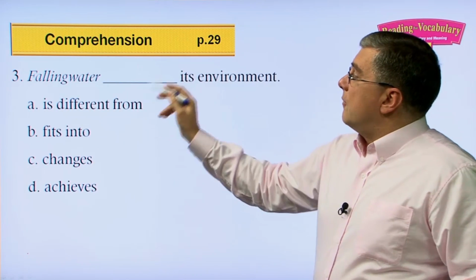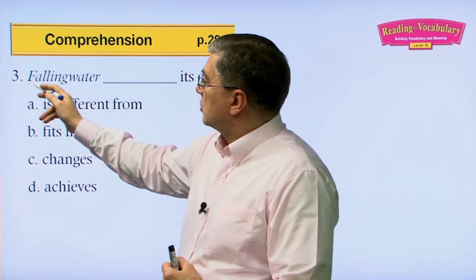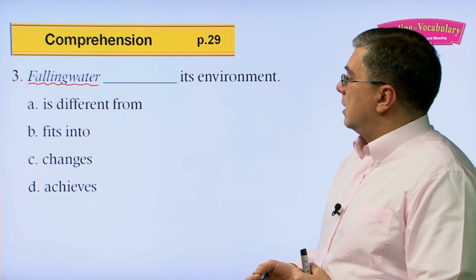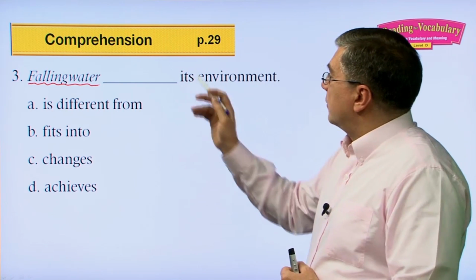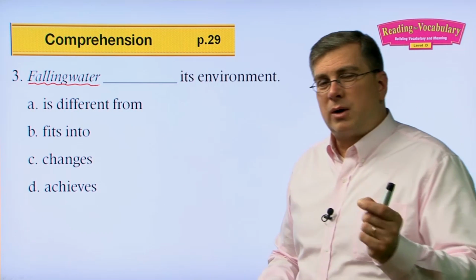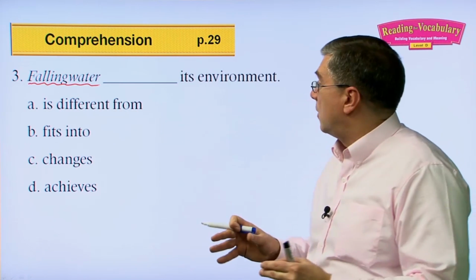Okay, number 3, Falling Water. Falling Water is a name, so it's in this special type here. Falling Water is the name of what? It's the name of a home. So Falling Water, its environment. Remember, Falling Water is the name of that home that he built that was built over a waterfall.